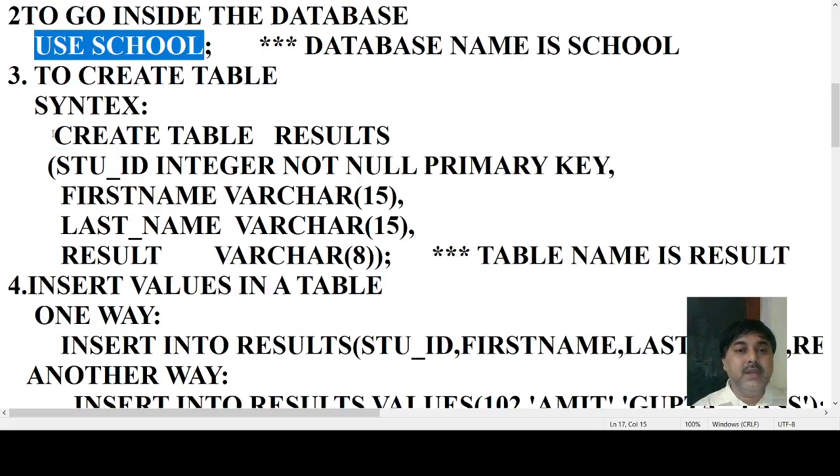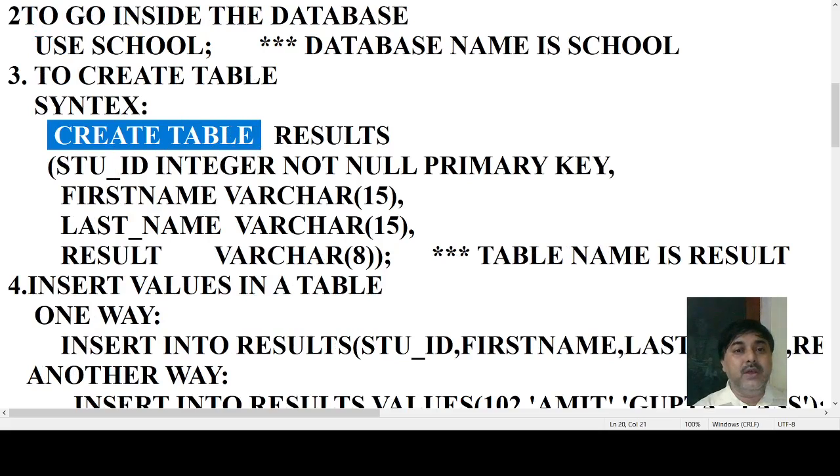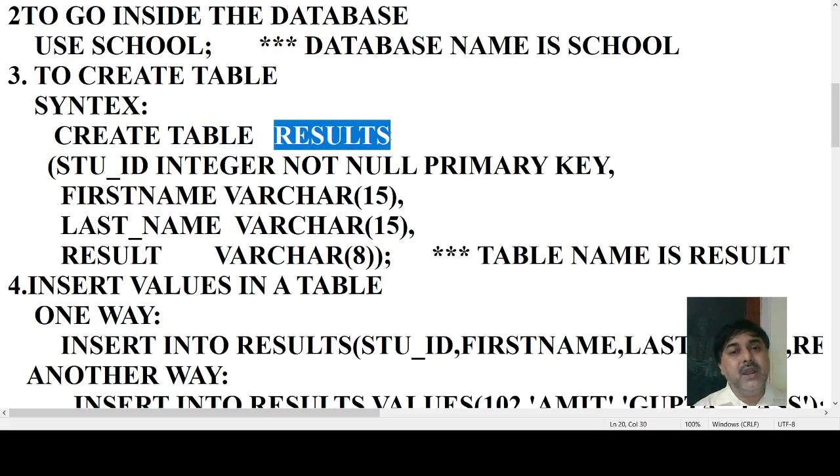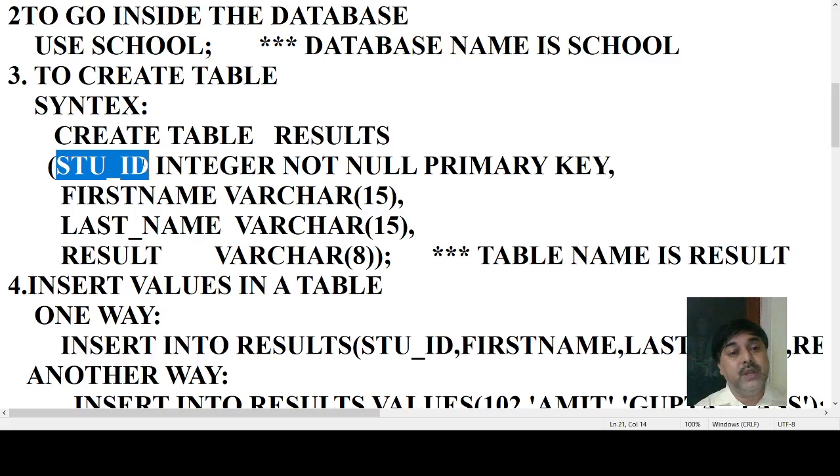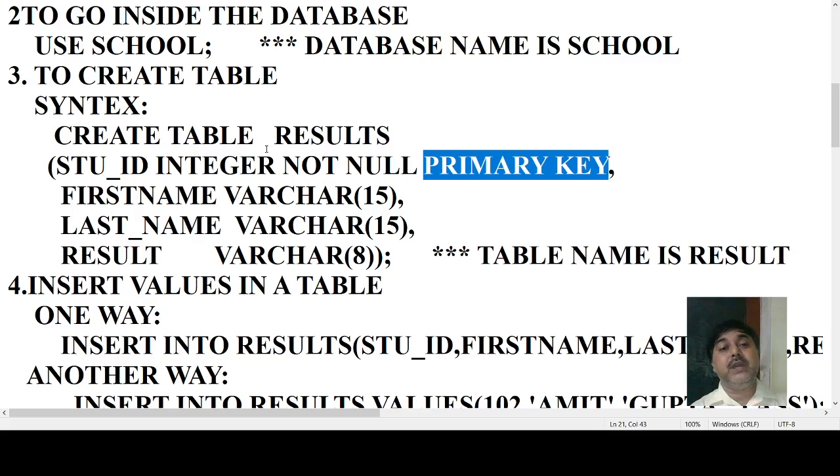So, create table, then result. Here I have given the result. What will be the table name? It could be employee, or any other thing like teacher or student, that will be the table name. Now, student ID, I have given here in a table. The first column is student ID. What is its data type? Integer, then not null, and we have to set a primary key. Primary key means it is unique in nature.